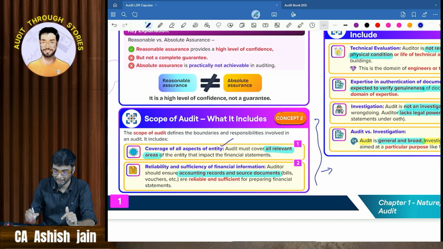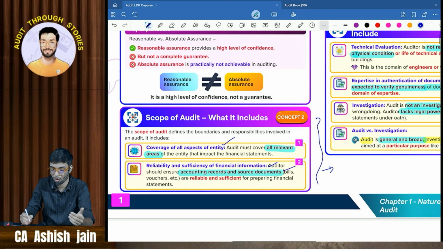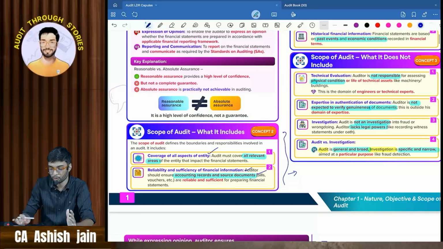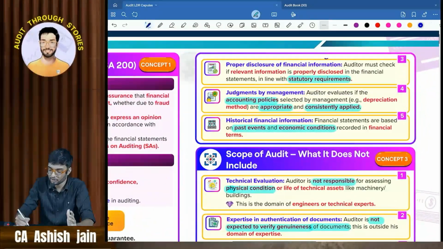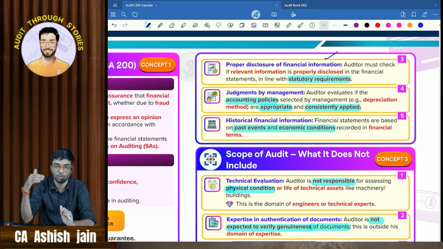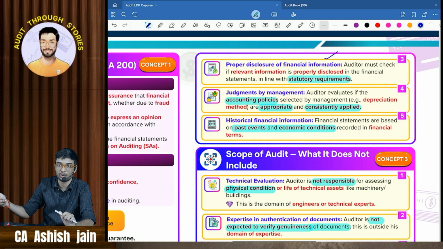It covers all aspects of the entity and reliability and sufficiency of information. Based on the reliability and sufficiency of information, that means based on accounting records and source documents like bills and vouchers, management is going to prepare the financial statements, and the auditor is going to do the audit. Then proper disclosure has to be given. If you see the notes to accounts in the balance sheet, when the property, plant and equipment was purchased, how much depreciation has been calculated, what is the closing balance, all these things, proper notes to accounts should be there for each and every line item.